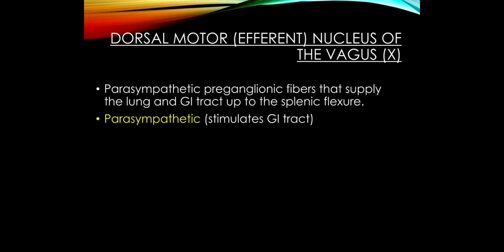All right, so nucleus ambiguus is parasympathetic to the heart. That's part of the baroreceptor. Dorsal motor nucleus of the vagus has parasympathetic fibers that supply the lung and GI tract up to the splenic flexure. So it has a very important parasympathetic supply to the GI tract.